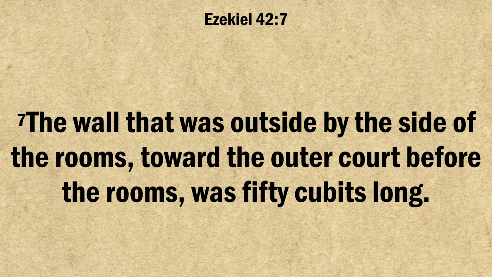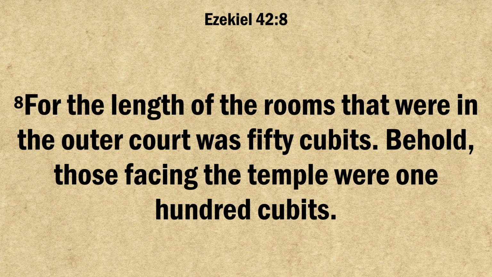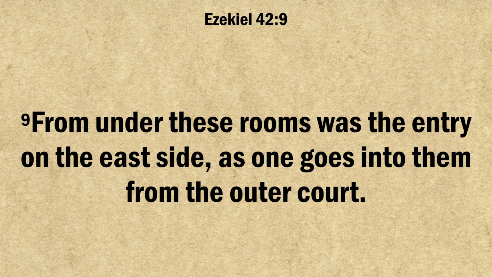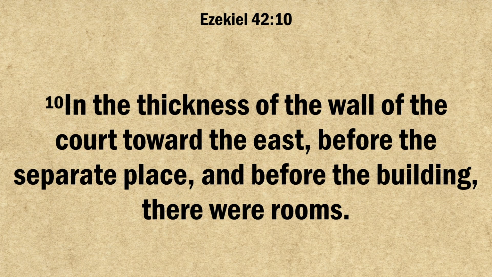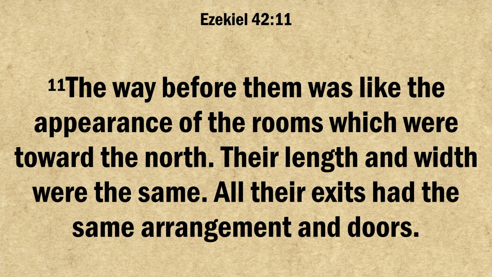The wall that was outside by the side of the rooms, toward the outer court before the rooms, was 50 cubits long. For the length of the rooms that were in the outer court was 50 cubits. Behold, those facing the temple were 100 cubits. From under these rooms was the entry on the east side, as one goes into them from the outer court. In the thickness of the wall of the court toward the east, before the separate place, and before the building, there were rooms. The way before them was like the appearance of the rooms which were toward the north.